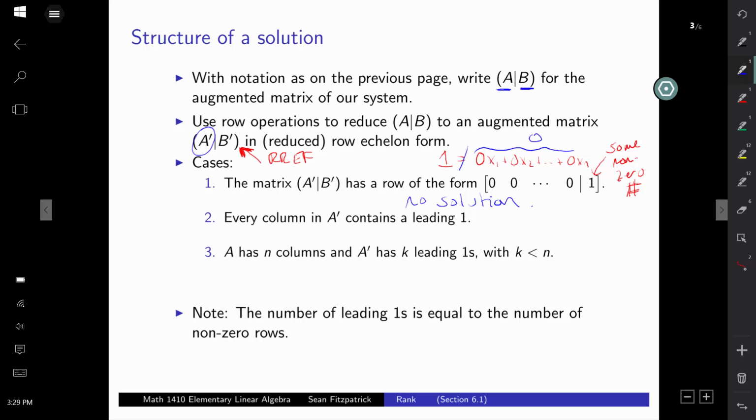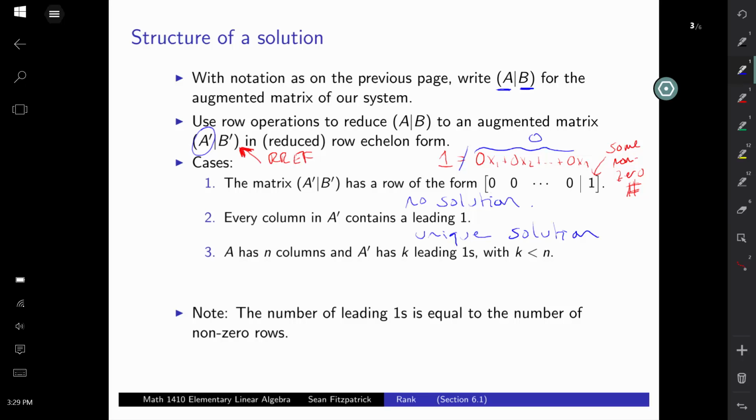Another possibility is that there is a leading 1 in every single column for A prime, for the part over here on the left. So every one of the variable columns has a leading 1. We know that if every single variable column has a leading 1, we've seen that this is the case of a unique solution.